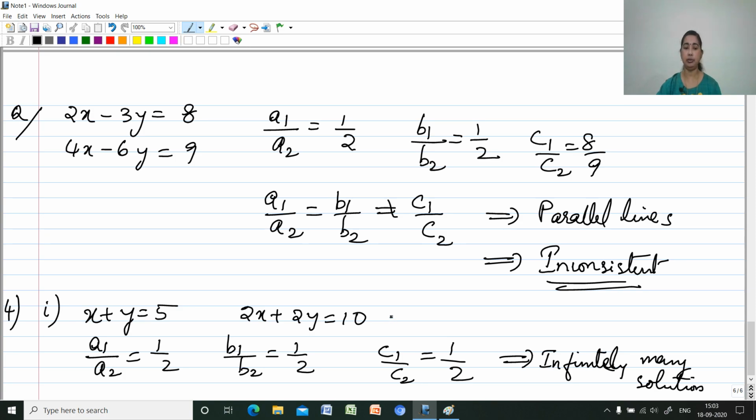So both of them will be the same line itself. So we cannot find a single solution, because there will be so many solutions. That is, x equal to 0, y will be 5; x equal to 1, y will be 4. It will be satisfied for the second one also. That's why it is told that infinitely many solutions are there. A lot of values we can get.